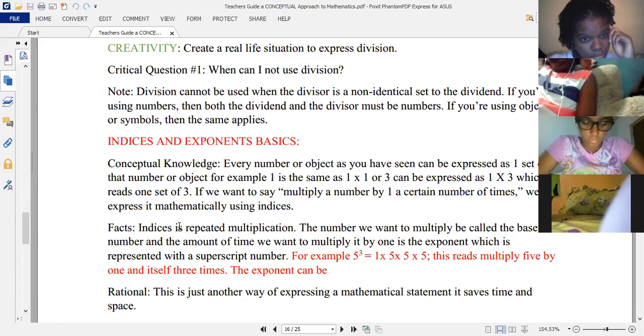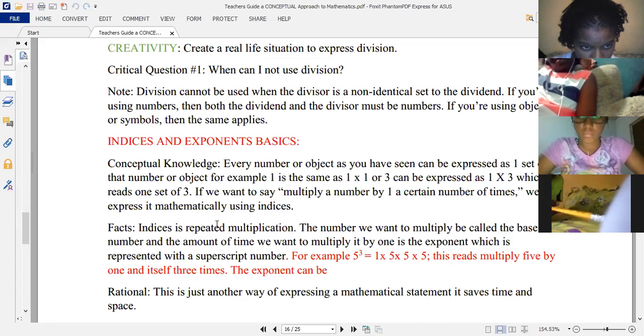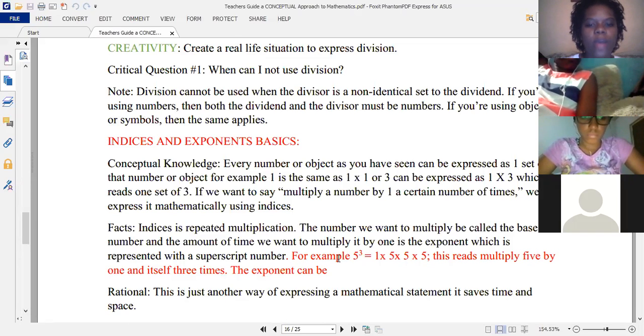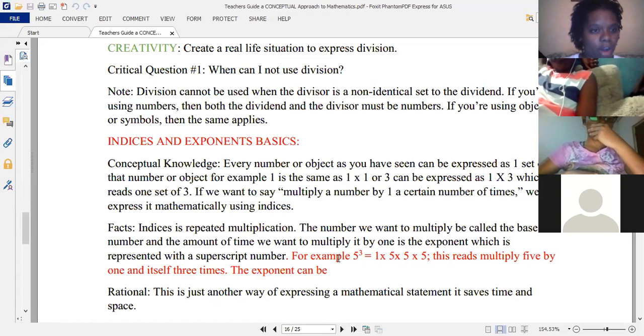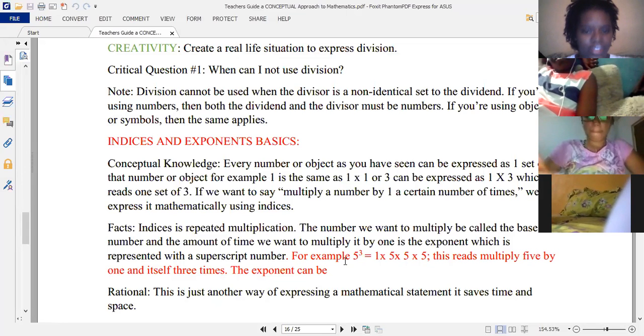Indices is repeated multiplication. The number we want to multiply is called the base number, and the amount of times we want to multiply it by 1 is the exponent, which is represented with a superscript number. For example, 5 to the third power equals 1 times 5 times 5 times 5. This reads multiply 5 by 1 and itself 3 times. All right. So what we are saying is that 5 to the third power is just saying 1 times 5 times 5 times 5. Remember we said in the initial stage that every number is being multiplied by 1. So 5 to the third power is just saying 1 times 5 to the third power, which is 1 times 5 times 5 times 5, as is here.